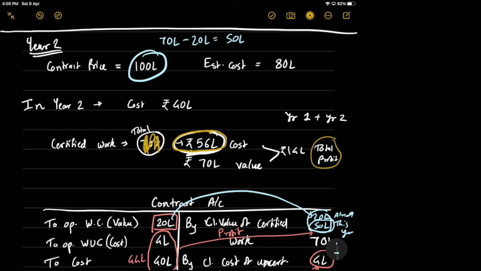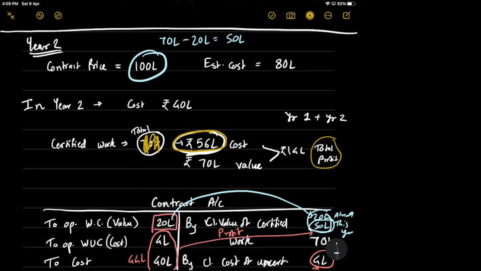Yes. Now understand what will happen in year 3, then we can stop for today and take homework. What was our total estimated cost? Total cost 80 lakhs. Of which how much did we incur in first year? 20. Second year, 40. So total 60 lakhs we have already incurred. That means 20 lakhs is remaining for last year. Is it correct? Yes. Fine. So recording all that, and now obviously in last year everything will be certified, right?